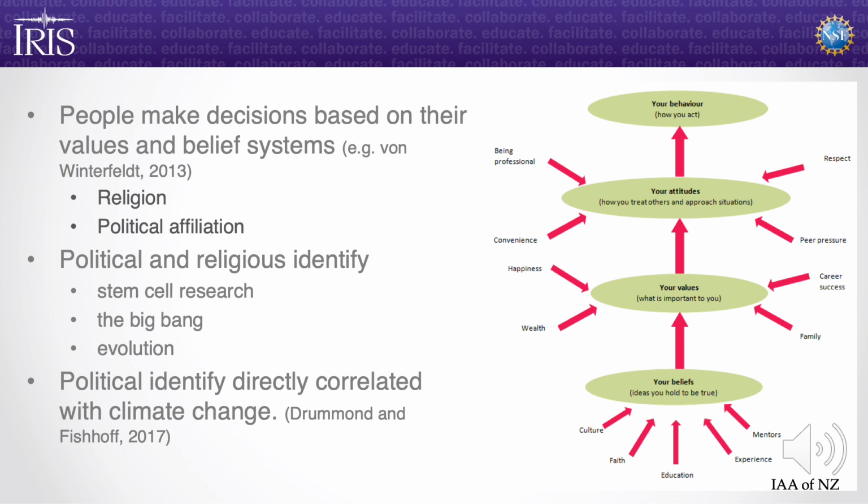So if we look at the diagram on the right-hand side, you can see the things that are feeding into people's belief systems. And education or information is only one. Experience, mentors, cultures, faith, all of these things are feeding into the way that we're making decisions and what we value and what we think is real and true. So how then do we approach people and understand their values and belief systems so that we can communicate with them in a better, more effective way?